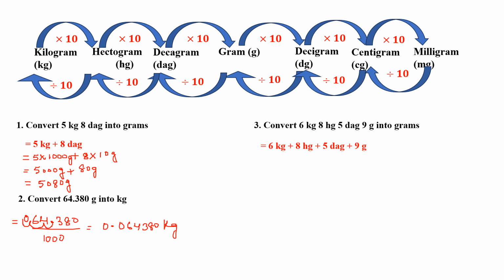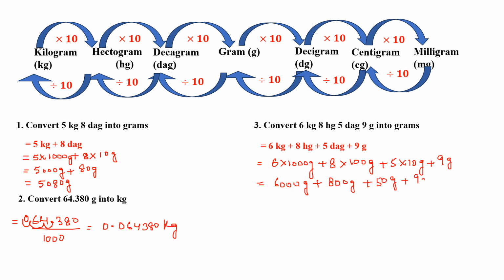So from here you can write 6 kilogram as 6 into 1000 gram plus 8 into 100 gram plus 5 into 10 gram plus 9 gram. So 6 into 1000 will give you 6000 gram plus 800 gram plus 50 gram plus 9 gram, and if you add it, you will get 6859 gram. So these are the questions I have given for metric conversion for mass.